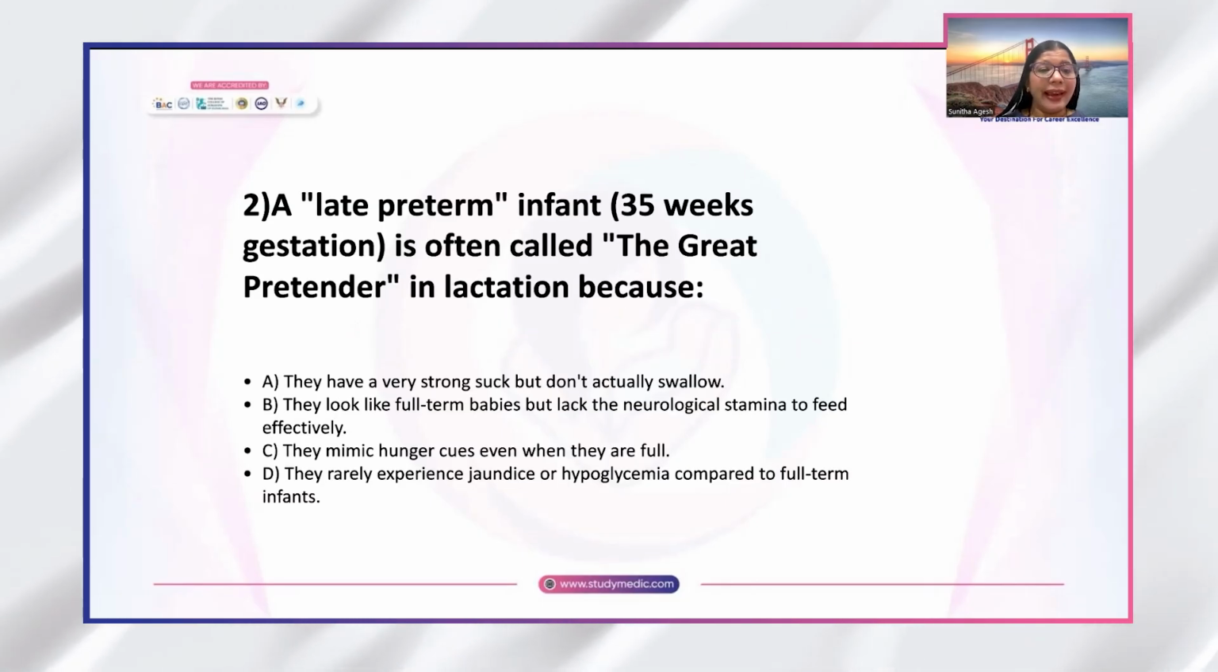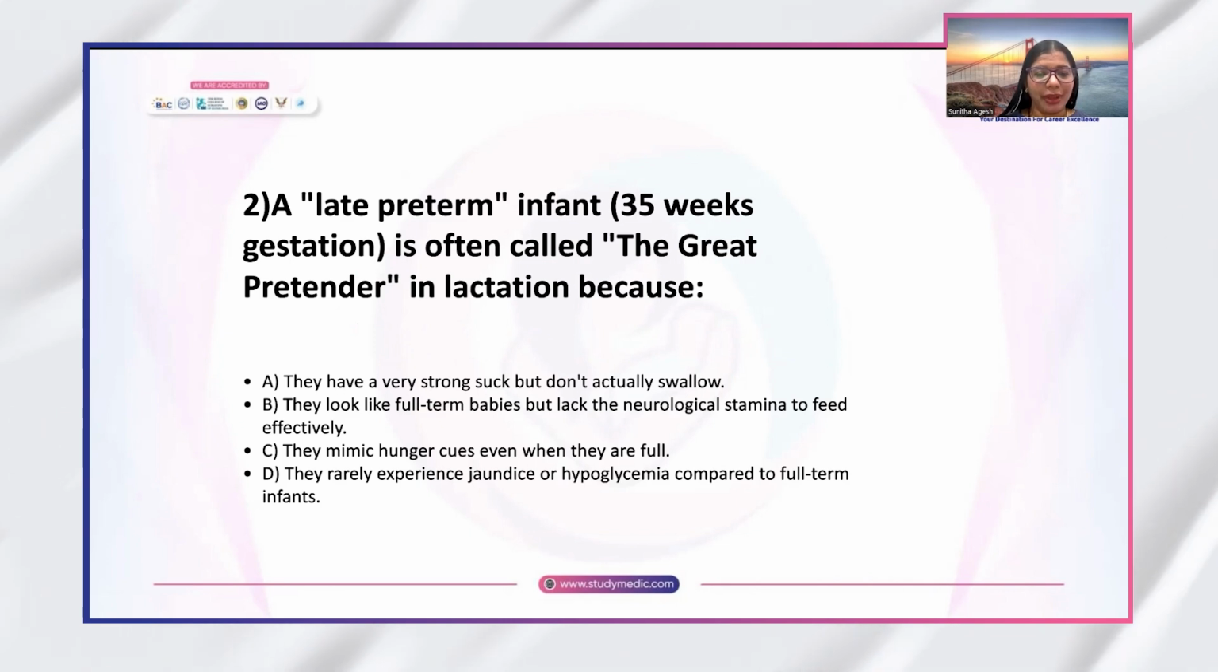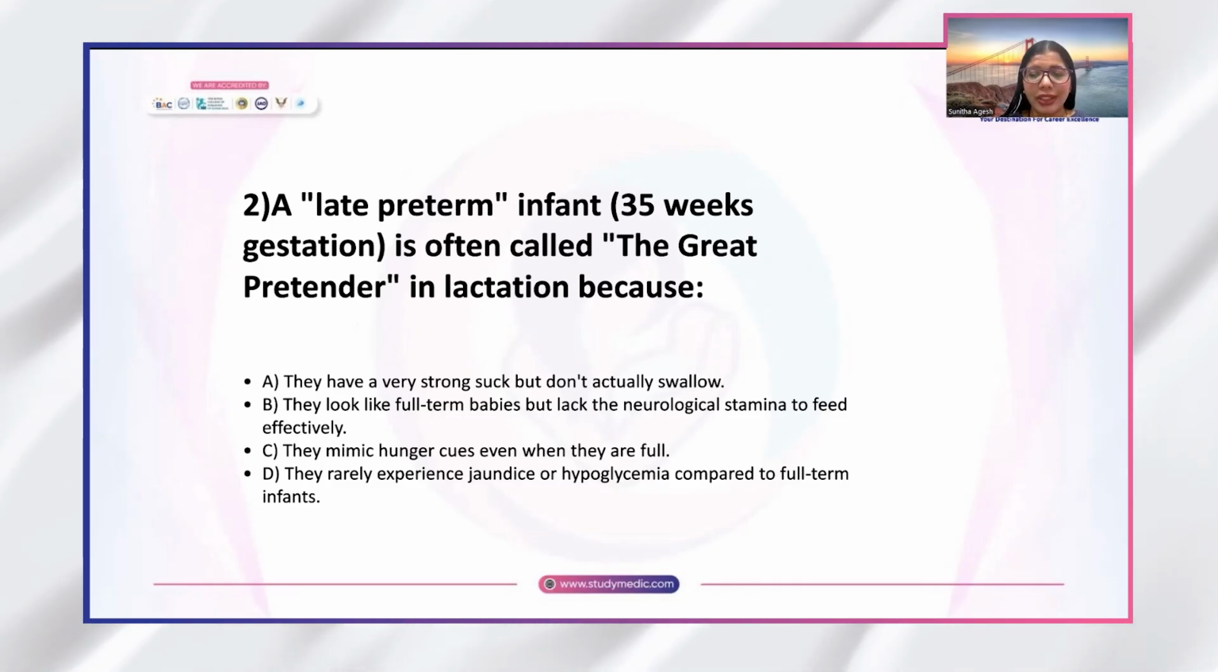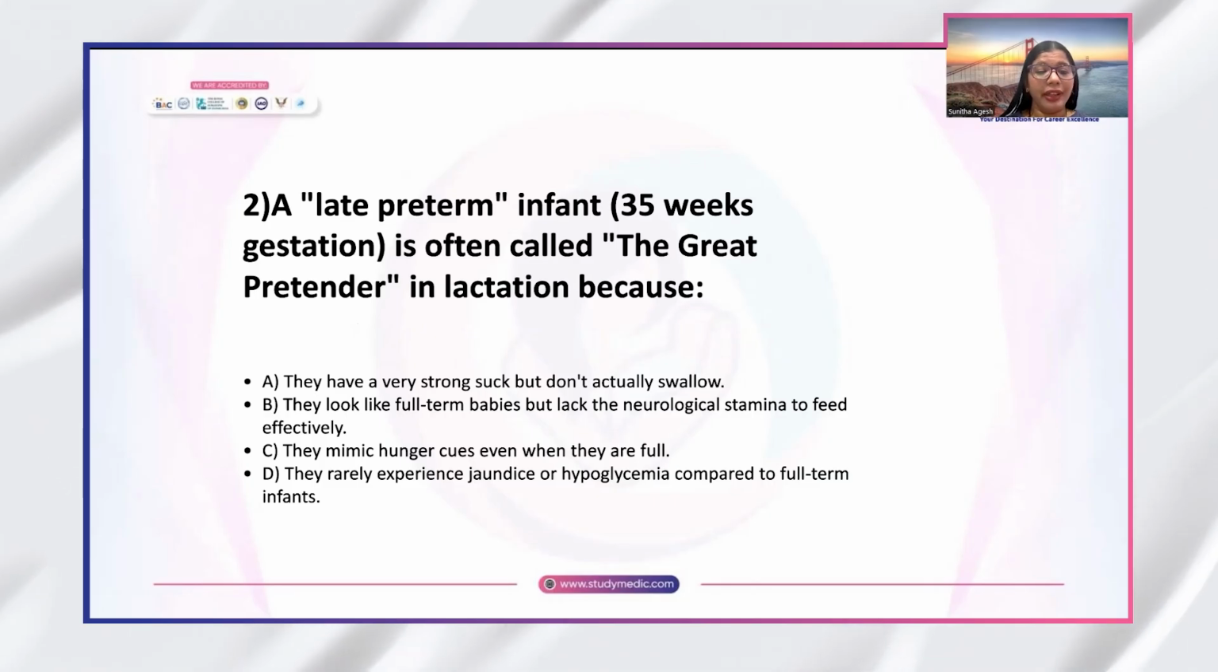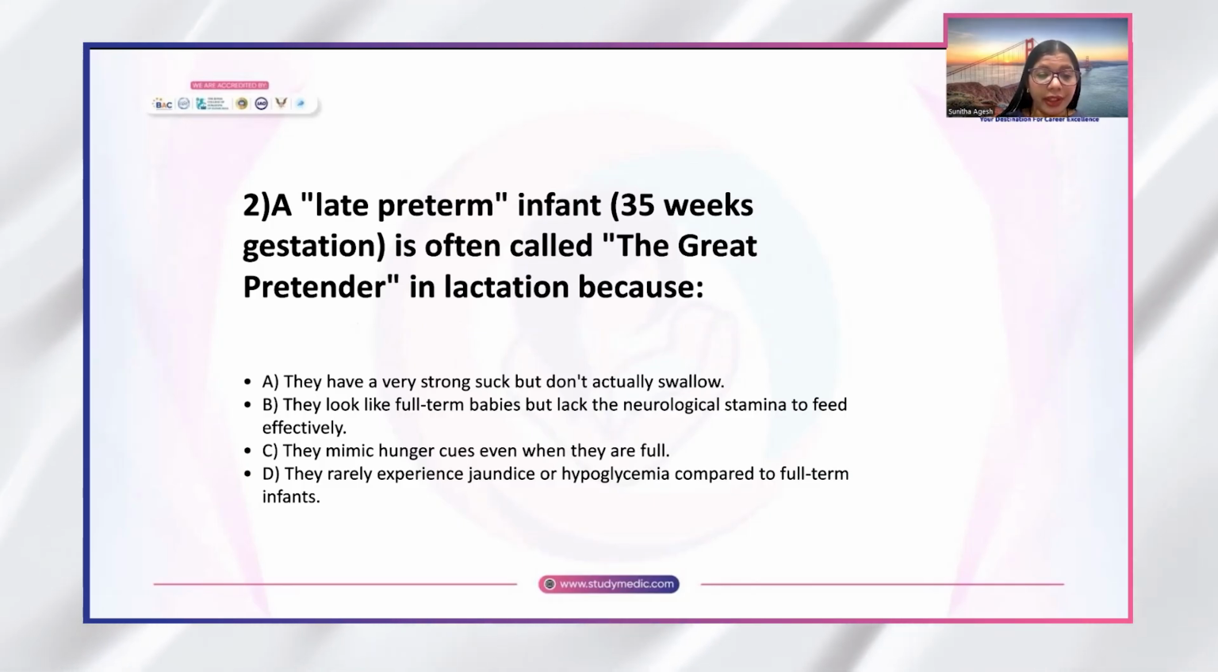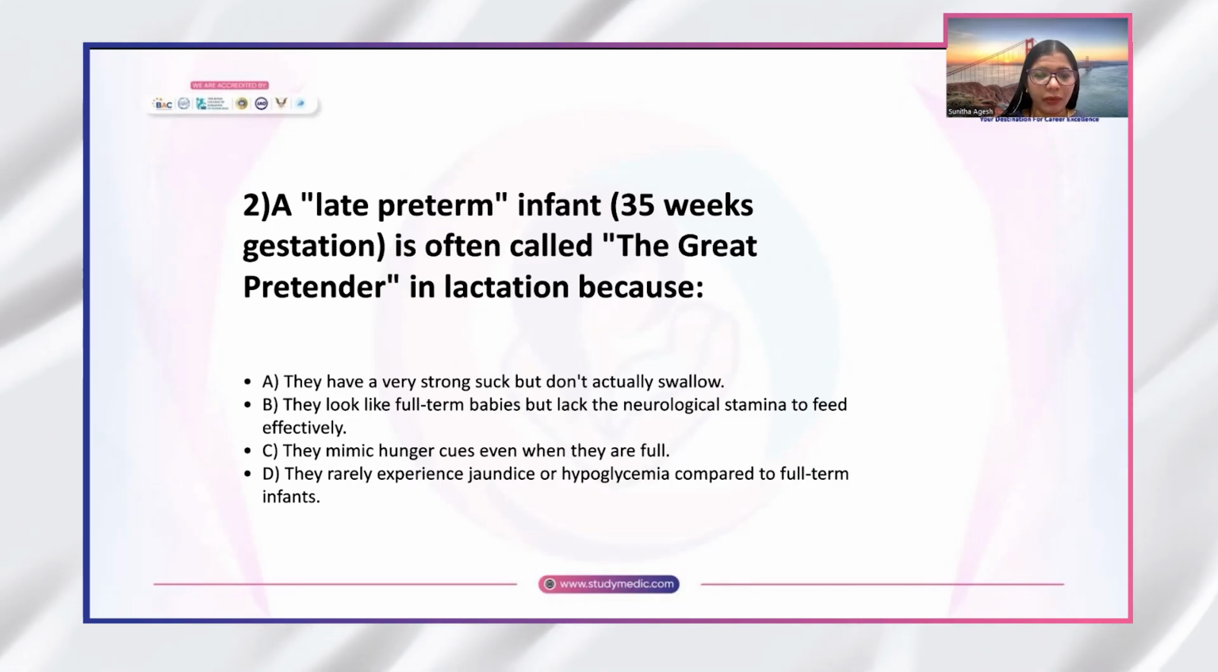The second one is, the late preterm infant is often called the great pretender in lactation because, the first one, they have a very strong suck but don't actually swallow. The second, they look like full-term babies but lack the neurological stamina to feed effectively. Third, they mimic hunger cues even when they are full. Fourth, they rarely experience jaundice or hypoglycemia compared to full-term. So, they have a very strong suck but don't actually swallow, or which one?